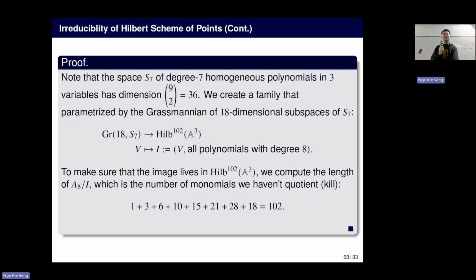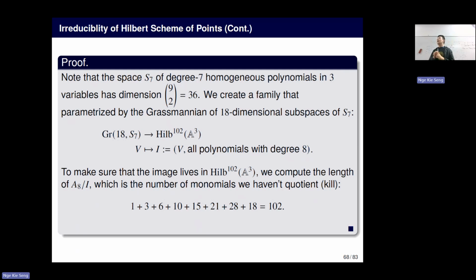And we create a family parametrized by the Grassmannian of 18-dimensional subspaces. Here, parametrized means that we create a map from the Grassmannian to the Hilbert scheme, and we send every element in the Grassmannian, which is a subspace V of S7 with dimension 18, to the ideal generated by V and the polynomials of degree 8. The V contains many polynomials of degree 7 because it is a subspace, right? And we need to check that the image of this map actually lives in our Hilbert scheme.